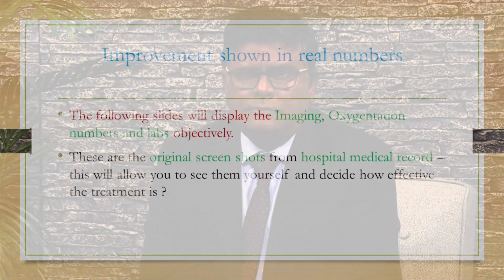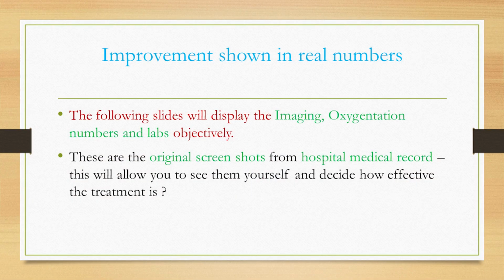So the next one is we can also see the imaging findings on the CT chest, the CAT scan of the chest, and the chest X-ray. The classic changes are where both lungs show bilateral white opacities. That is how we diagnose the COVID-19, and it'll kind of show apart from the rest of the pneumonias, with classic peripheral opacities on both lungs. So the improvement, I want to show it in real numbers. So the following slides will display the imaging, the oxygenation numbers, and labs objectively.